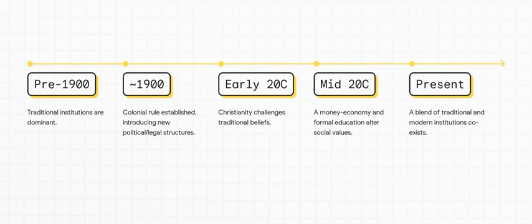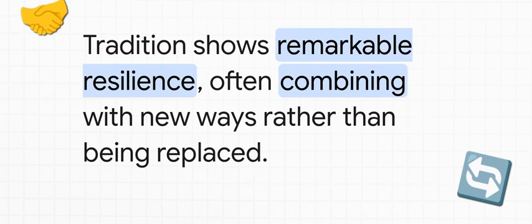Then Christianity arrived, bringing new ideas about morality. A money-based economy totally changed how people worked, and formal education introduced a whole new set of values. All of this put enormous pressure on the old ways of doing things. But here is the fascinating part. The old blueprints didn't just break and disappear. Instead, they showed this incredible resilience. Traditional institutions bent, they blended, they combined with all these new forces. So what you got in the end wasn't a total replacement, but this unique hybrid, where tradition and modernity live right alongside each other, creating the complex societies we see today.